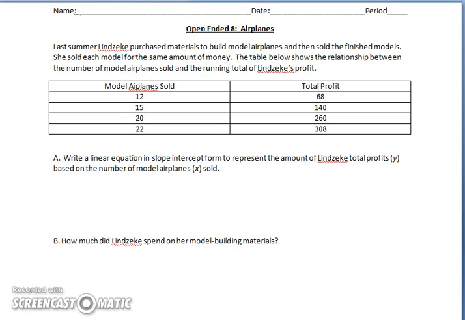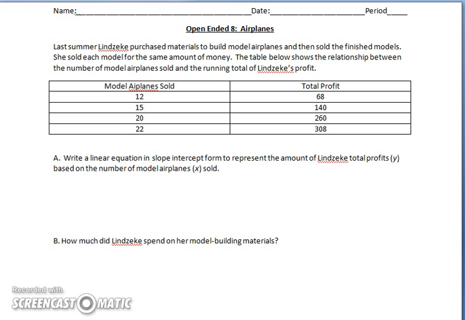Hi everybody, and welcome to another open-ended question, this one about model airplanes. With this open-ended question we are going to be looking at equations of lines and also some interpretation content-wise with equations of lines. So, last summer Lynn Zeke purchased materials to build model airplanes and then sold the finished models.